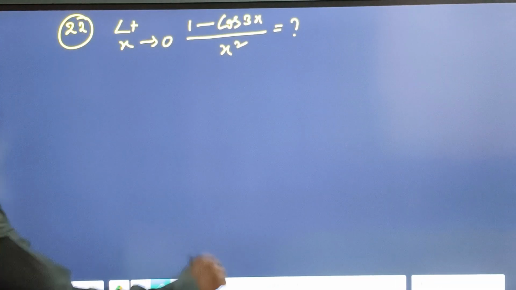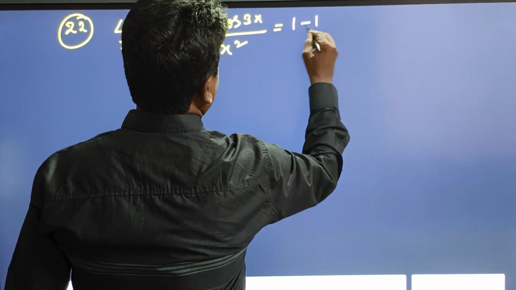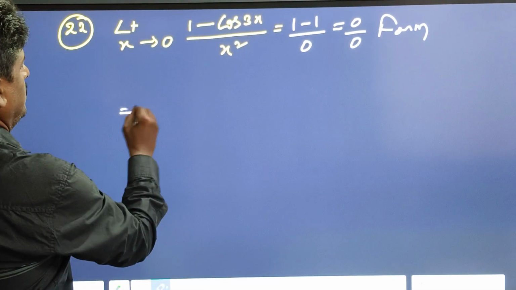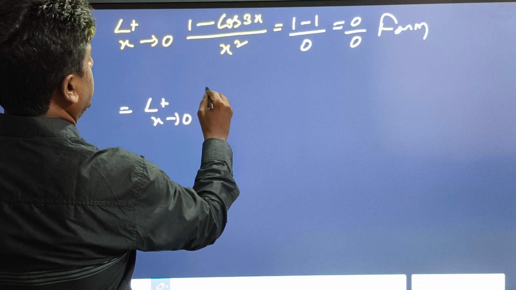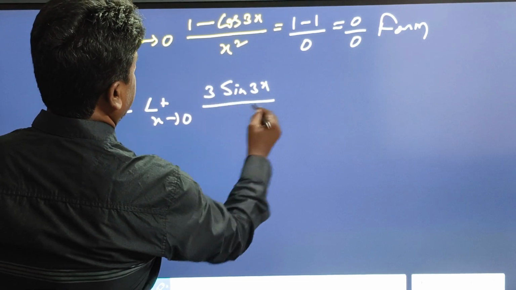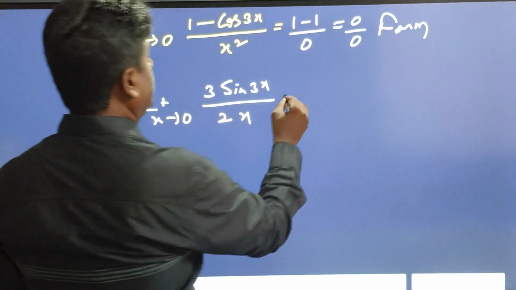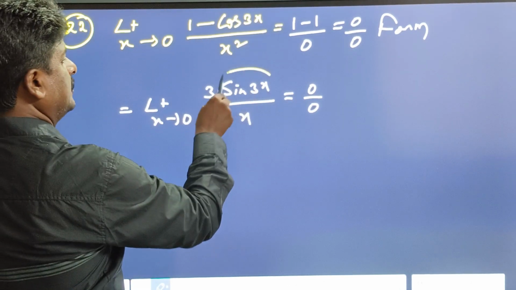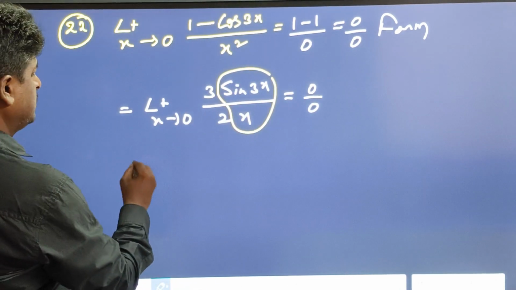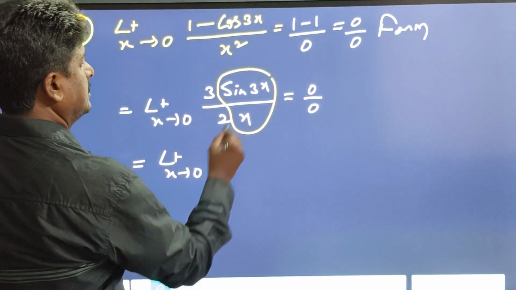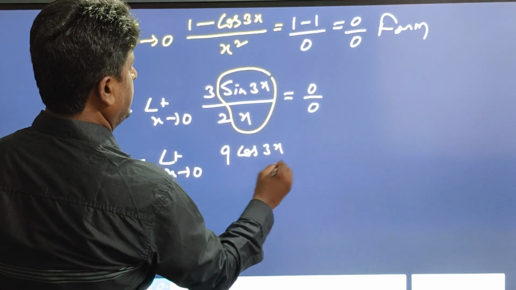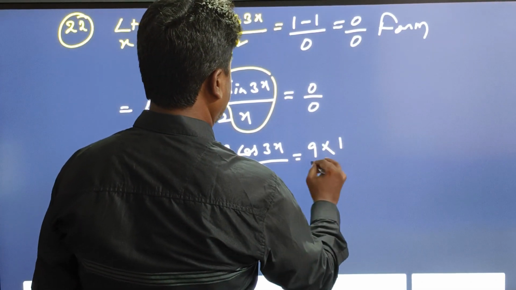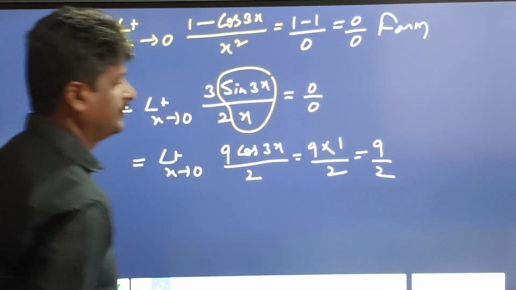Limit x tends to 0, (1 minus cos 3x) by x square. Applying the limit, 1 minus 1 by 0, it is 0 by 0 form. Use L'Hospital rule. While using L'Hospital rule, numerator 3 sin 3x by denominator 2x. If you still get 0 by 0 form and you remember the result, it is okay; otherwise, sin 3x by x actually has value 3. Otherwise, use L'Hospital again. If you don't remember that, 9 into cos 3x by 2. This is 9 into 1 by 2. 9 by 2 is the answer. Okay.